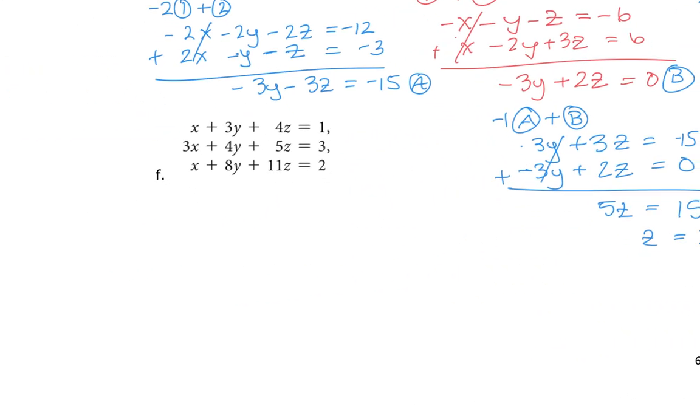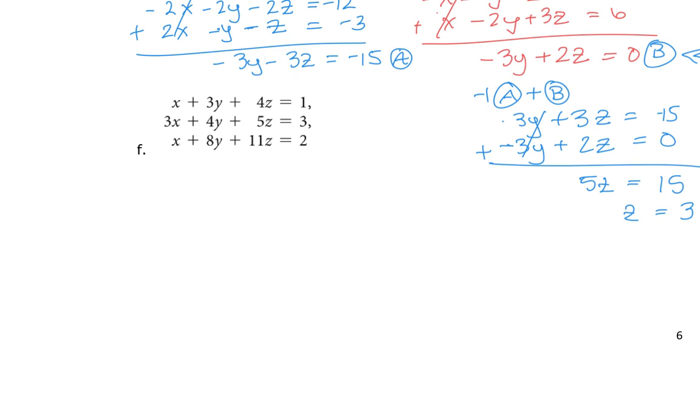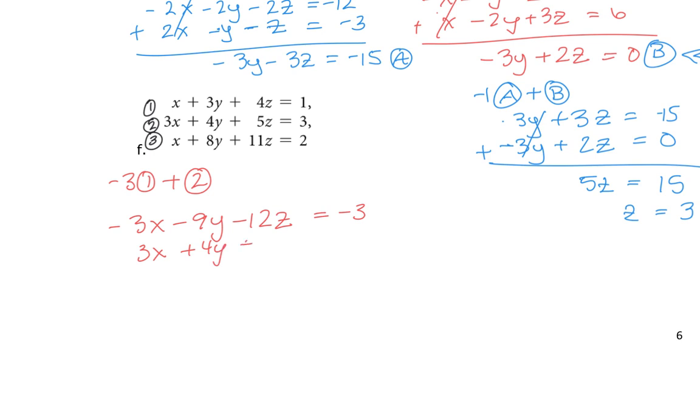Now let's do this last one, and then we have one application to do. So again, I'm going to label these 1, 2, and 3. So I'm going to do negative 3 times the first equation plus the second equation. So negative 3x minus 9y minus 12z is equal to negative 3. My second equation is just 3x plus 4y plus 5z is equal to 3.